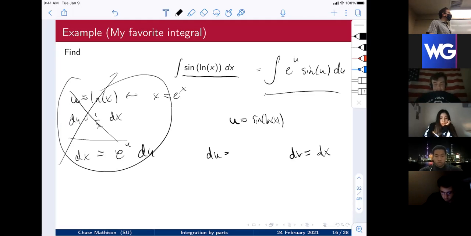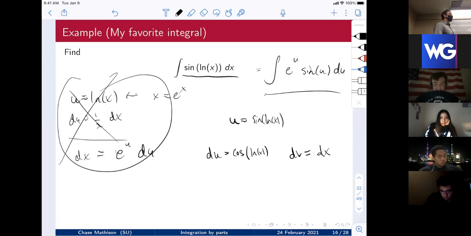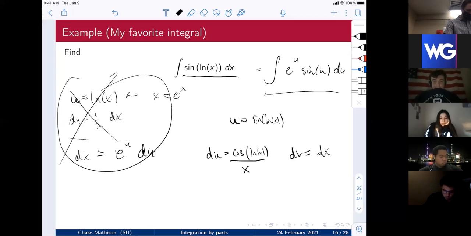What are we going to get? Well, I use the chain rule. I'm going to get the derivative of the outside, which is cosine. I leave the inside alone, natural log of x. And then I multiply by the derivative of the inside, which is times 1 over x, the derivative of natural log of x. And then this is times a good old dx.